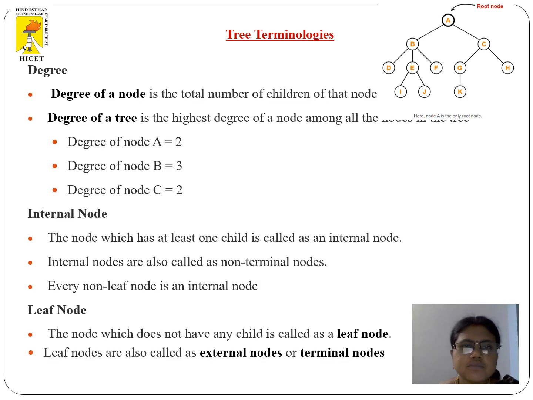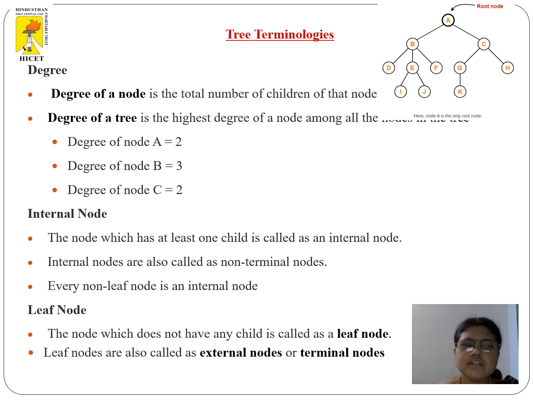The next term we are going to see is degree of a node. The degree of a node is the total number of children of that particular node. For example, for the node B, the degree is going to be D, E and F. And then degree of a tree, that is the highest degree of a node among all the other nodes, is termed as the degree of a complete tree.